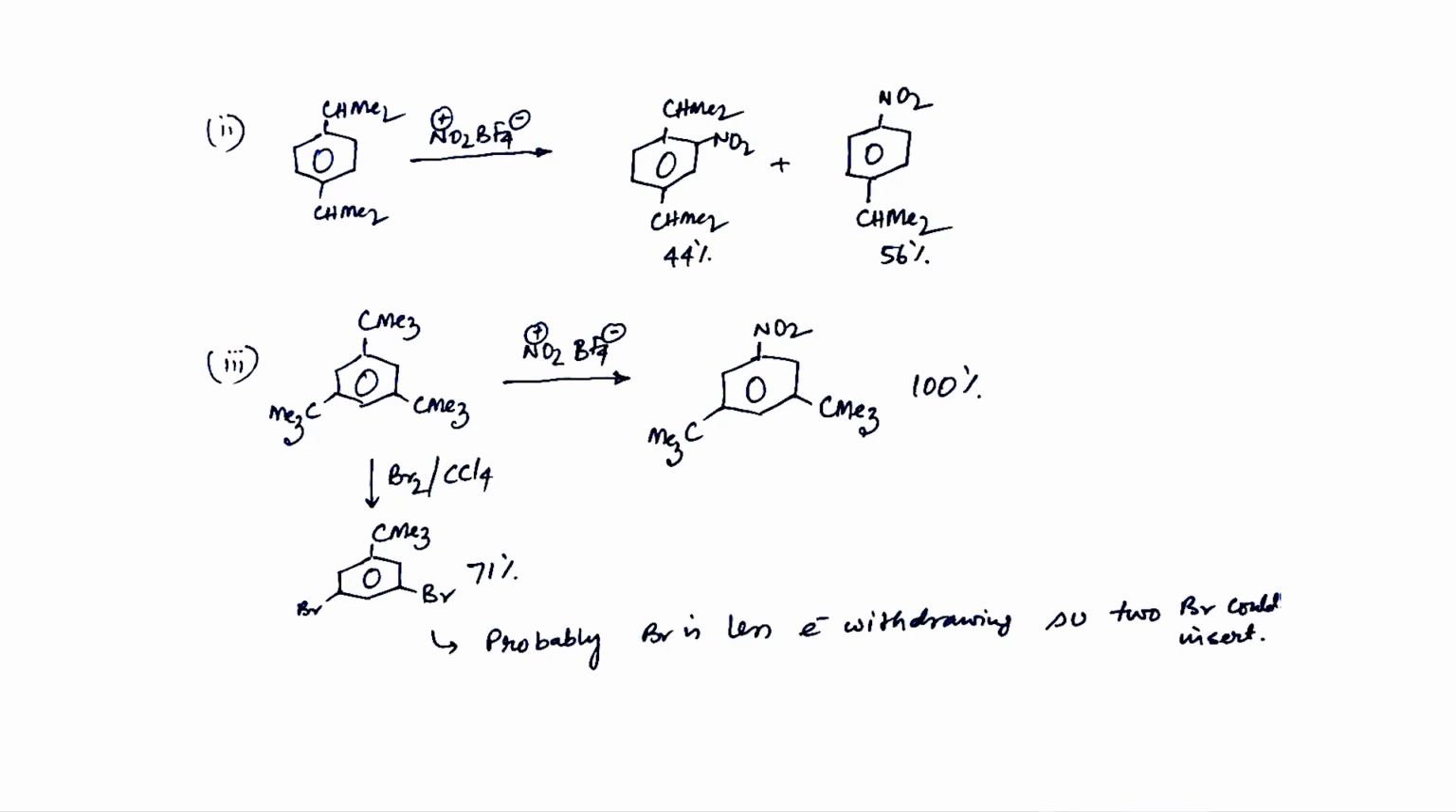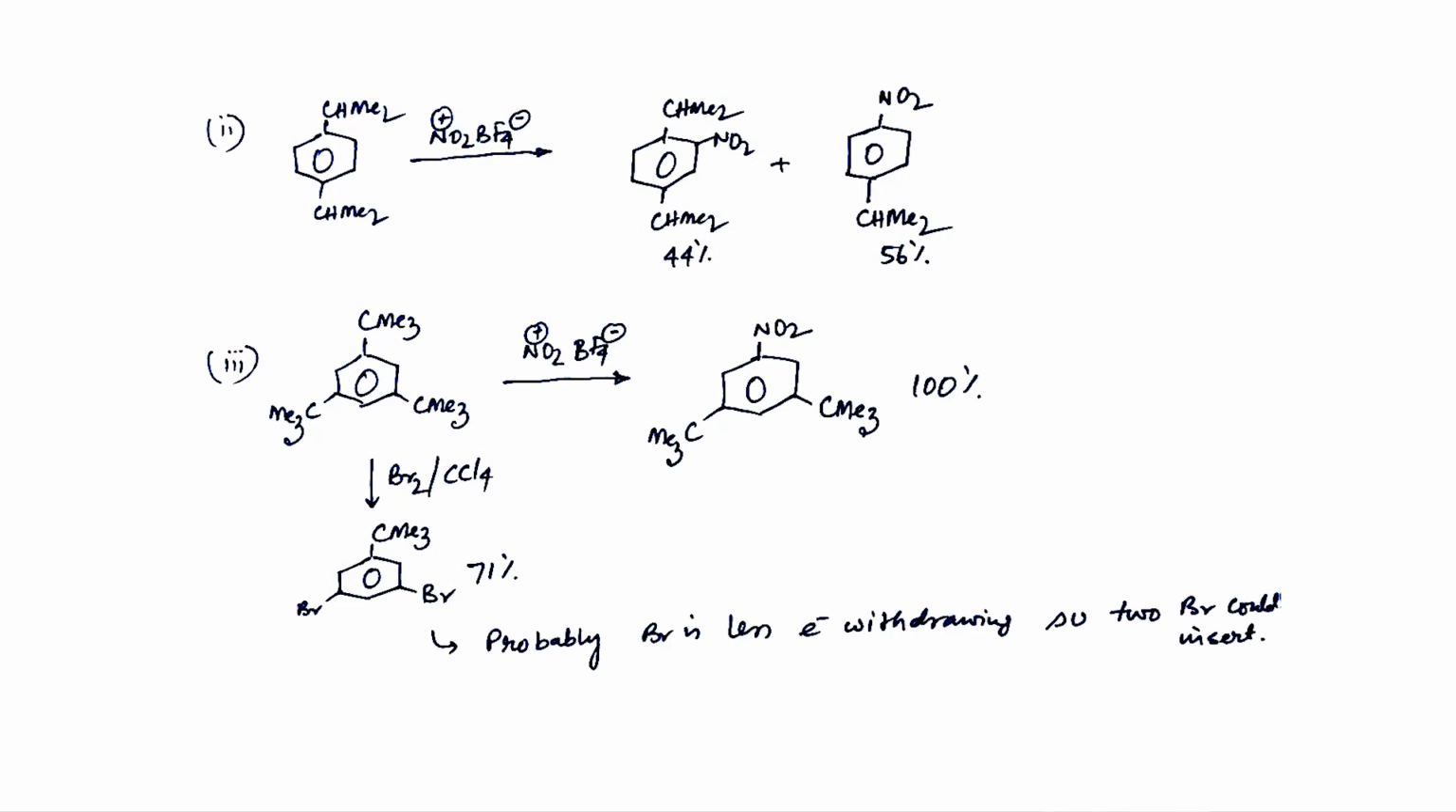Then here in the third example, we are actually using 2 moles of Br2 in CCl4 for this reaction. You can consider it like excess. You can consider it like a large amount of Br2 in CCl4.